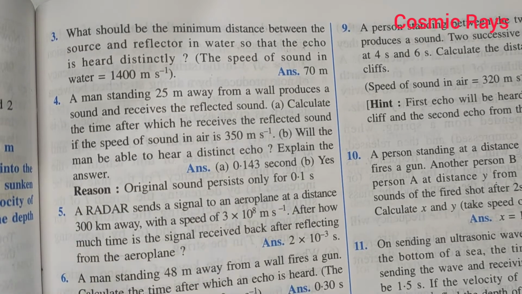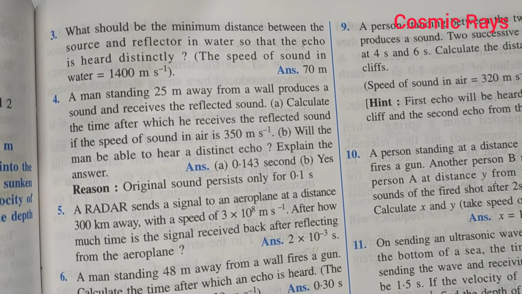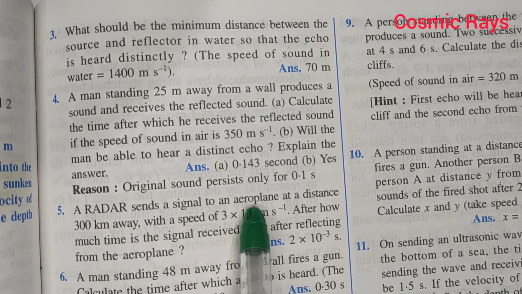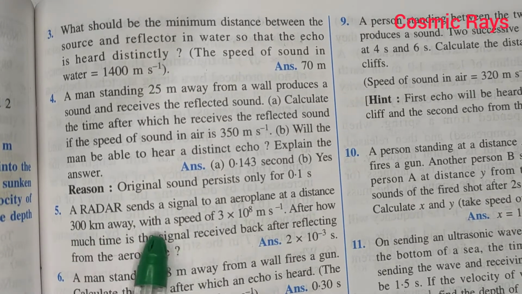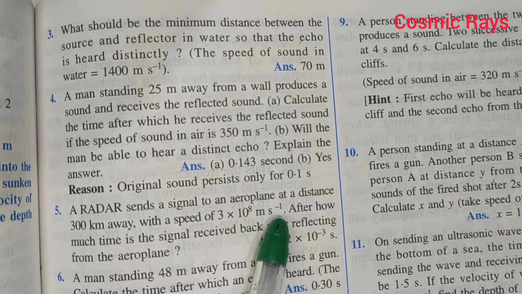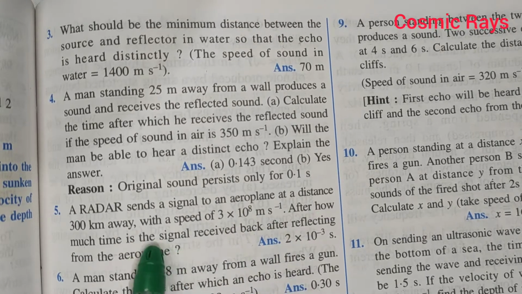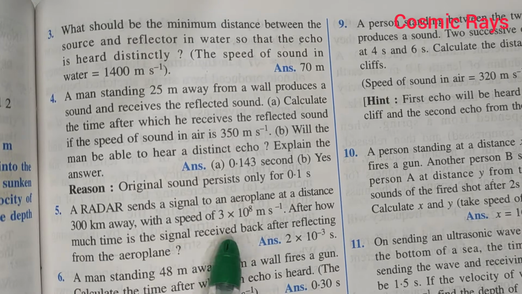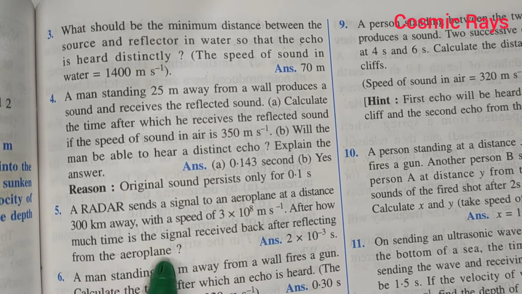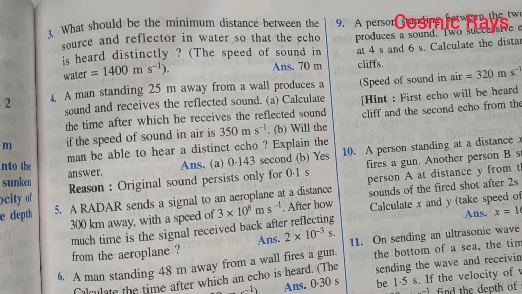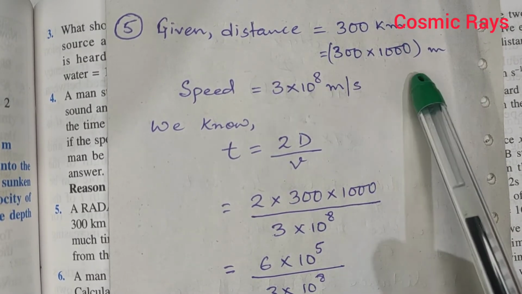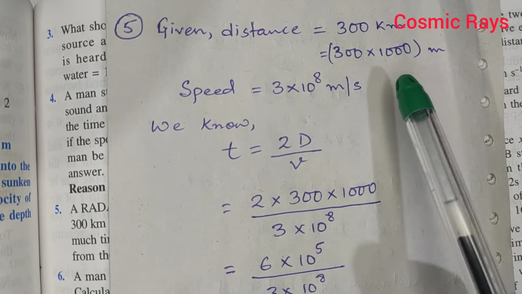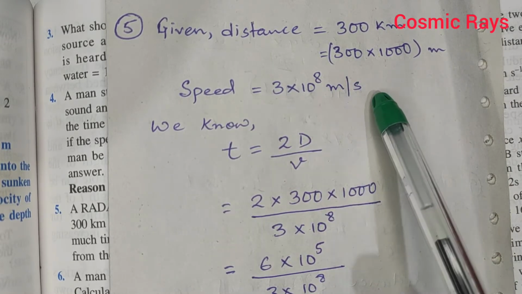Let's take a look at the next question, question number 5. It says that a radar sends a signal to an aeroplane at a distance 300 kilometers away. This is the distance, with a speed of 3 into 10 raised to the power 8 meters per second. After how much time is the signal received back after reflecting from the aeroplane? We have to calculate the time. Now here we have written the given things. Distance is 300 kilometers. I convert it into meters by multiplying it by 1000. Speed is 3 into 10 raised to the power 8 meters per second.